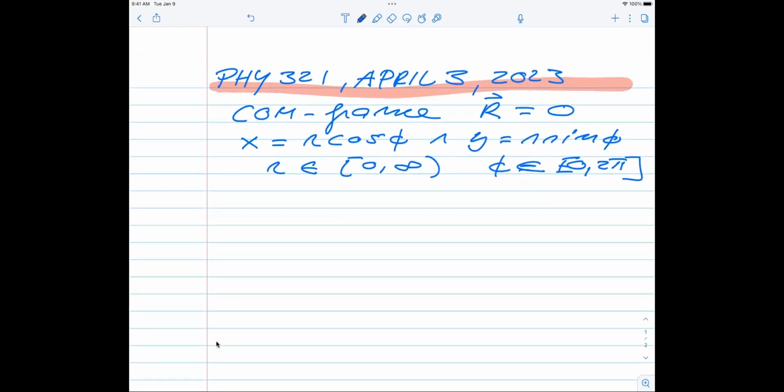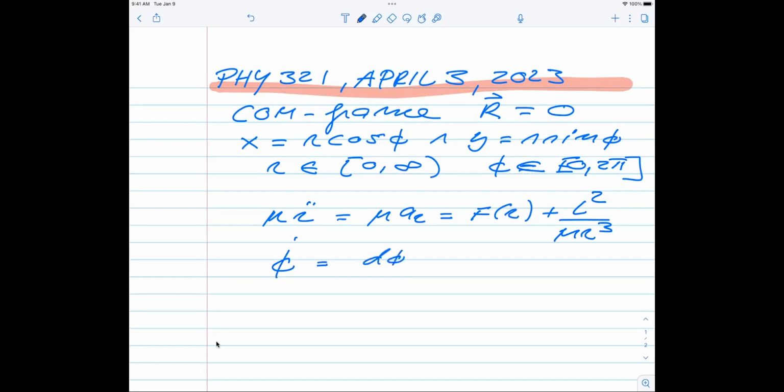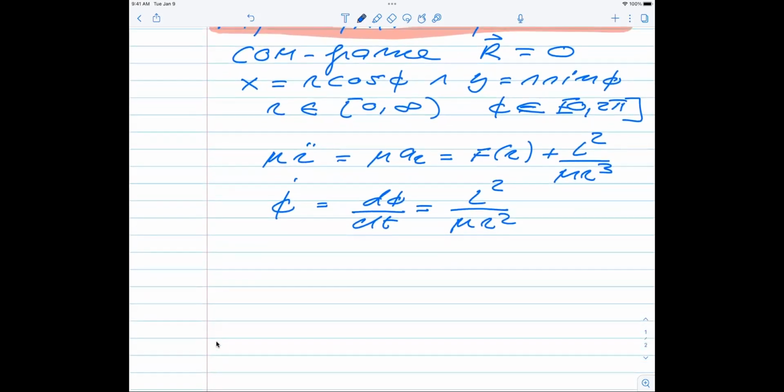Now, the differential equation which we ended up with was one for the radial motion, which we would write as mu times the radial acceleration, which is given by some kind of external force, plus this centrifugal barrier, which is a term which comes from the kinetic energy. And then we had the other differential equation, for the angular velocity, which is given in terms of the angular momentum divided by the reduced mass and r squared. And then we showed in the very beginning that angular momentum is conserved.